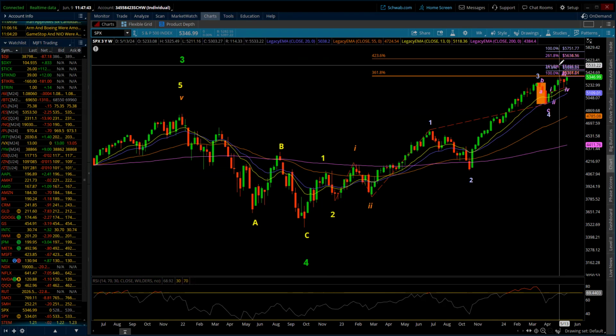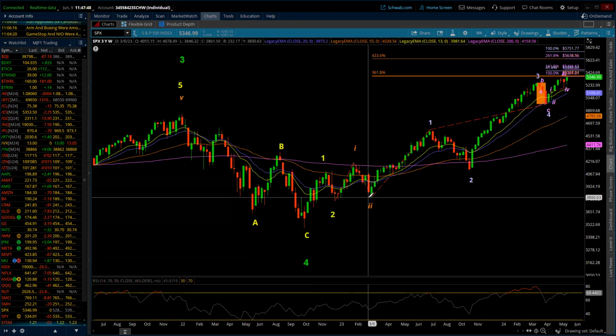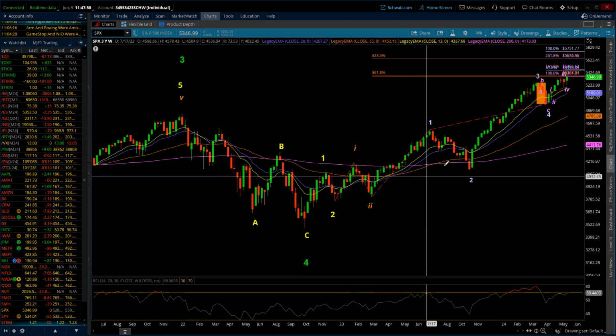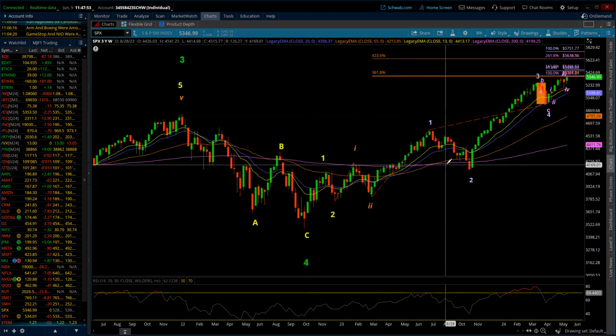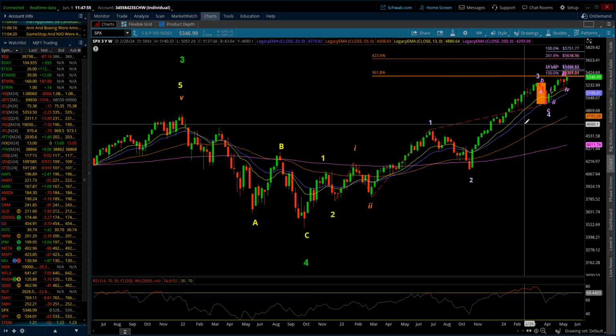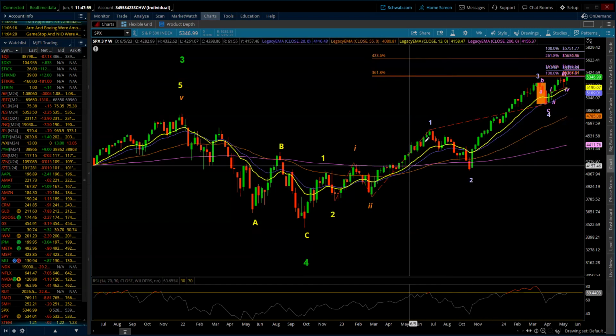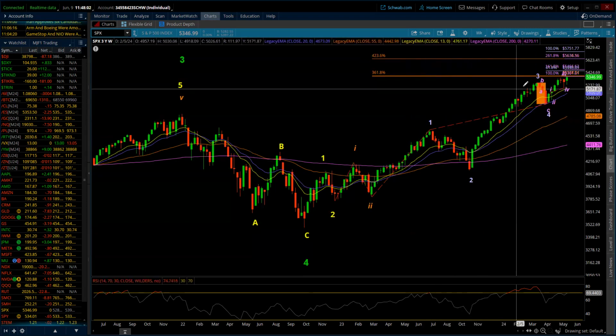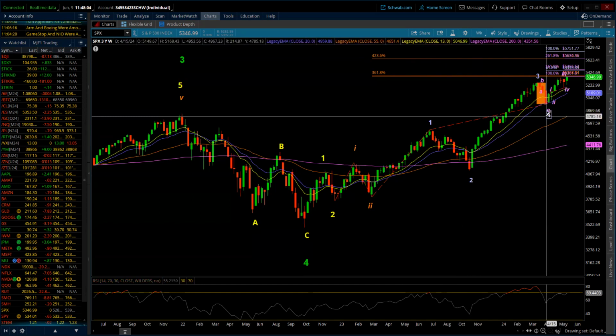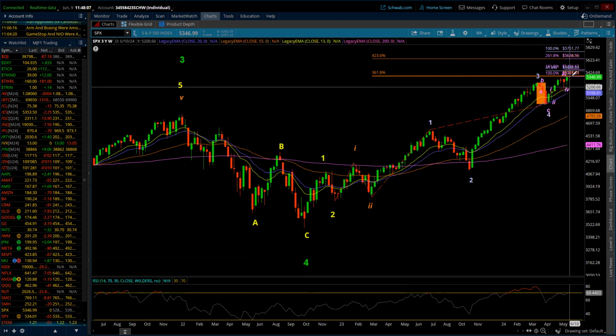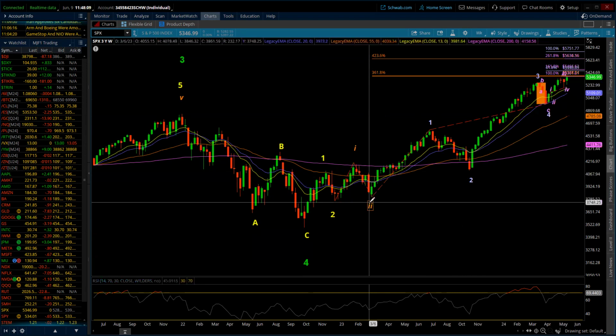Inside of intermediate wave 3 will be 5 waves of minor degree, of which minor 1 and 2 are complete, and we remain towards the end stage of minor wave 3. So within minor wave 3, we will have 5 waves of minute degree, of which we have 1, 2, 3, and 4 complete, and we remain within minute wave 5 of minor wave 3. So we're close to getting to the top of that minor third wave.